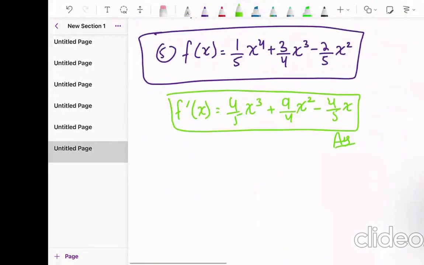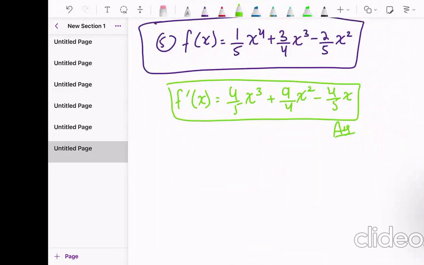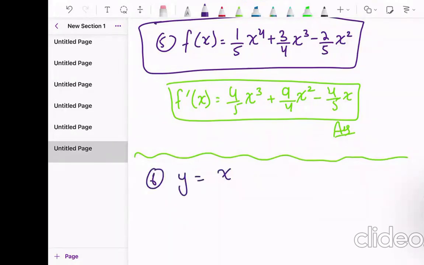If anyone has a confusion, now we'll do one more example, a little bit different from what we have done previously. For example, y is equal to x power 3 minus 4 plus 2 upon x square. For example, the question is like this.